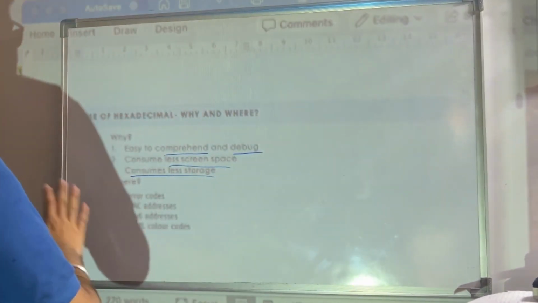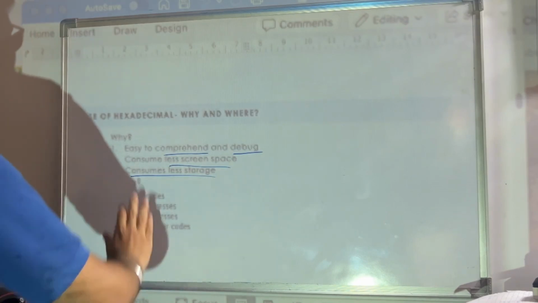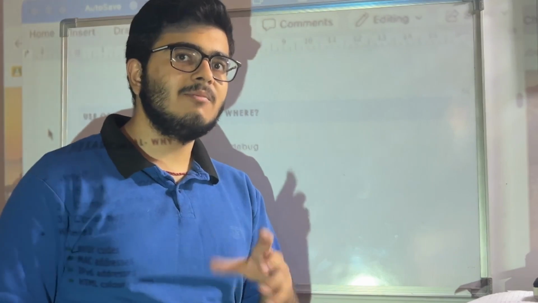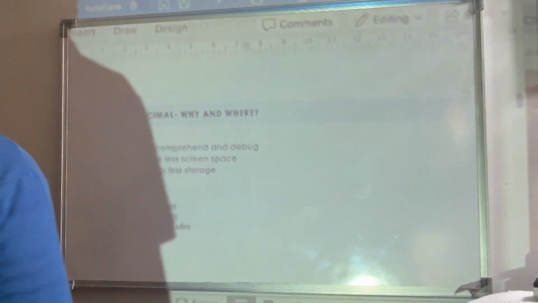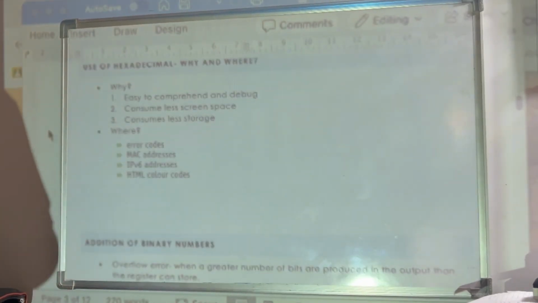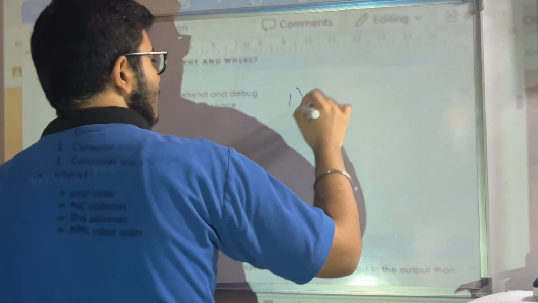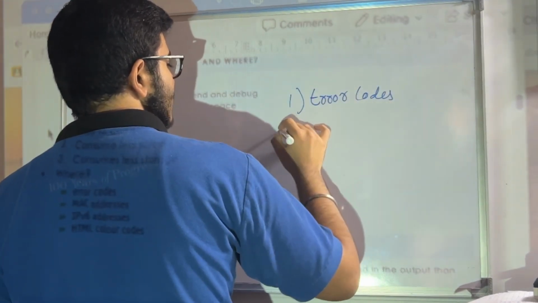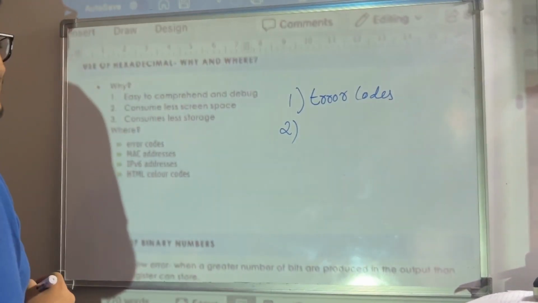Coming back, this is why do we use hexadecimal, right? Now the next question is, where do we actually use hexadecimal in computers, right? That is our next question. So we use hexadecimal firstly for error codes. Wherever you will see error codes in your system, right, you will see them in hexadecimal.